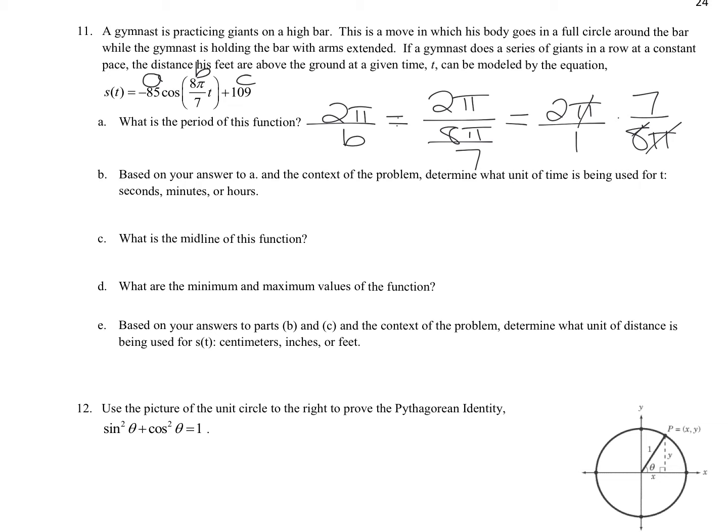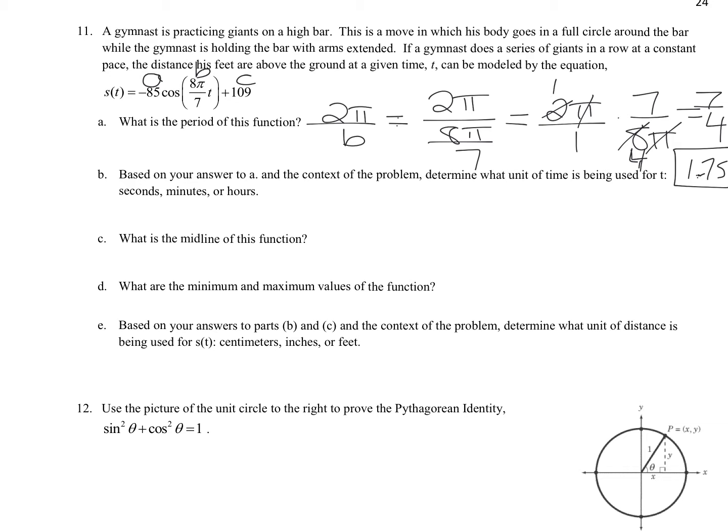Cancel the pi's, cancel here. So that gives me 7/4, which is, in this case, I think for the next one, 1.75 is actually going to be more useful for me to describe it. So it says, based on your answer to A and the context of the problem, determine what unit of time is being used for t.